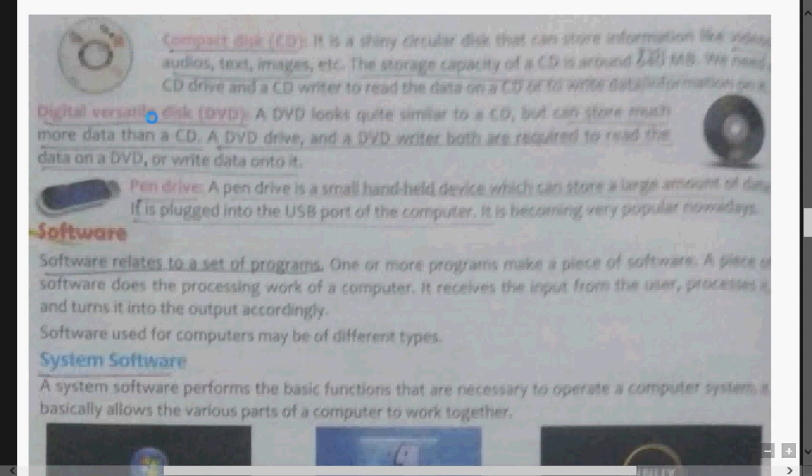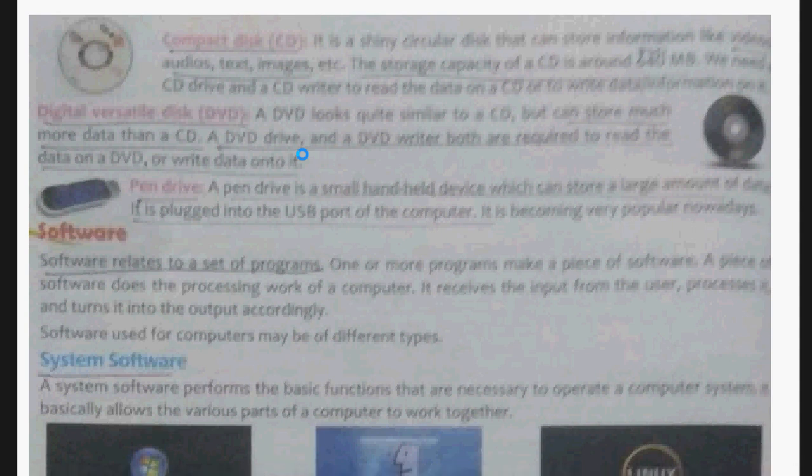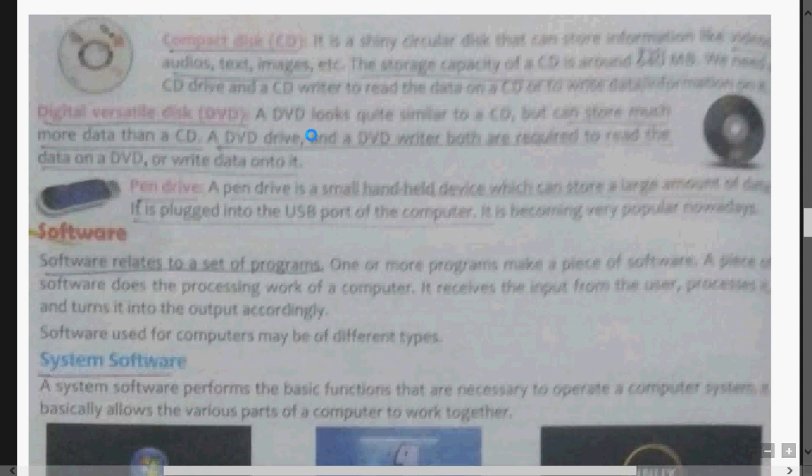Next one, the DVD, and the DVD generally that we get in the market has 4.7 GB storage capacity. Okay, CD contains 720 MB, and the DVD contains 4.7 GB of data. So we can say the DVD has more space than the CD. It can store more data than the CD.